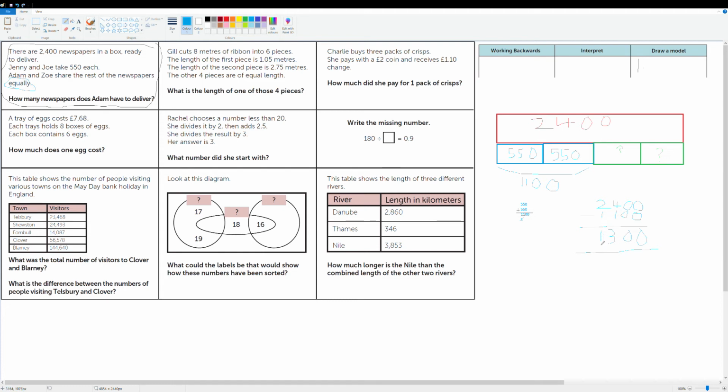And 2 take away 1 is 1. Okay, brilliant. So now we've got this green section here. This is going to be 1,300. And we're so close to having our final step. We've done addition, we've done subtraction, but we don't yet know how many just Adam has to deliver. Remember, we don't want to know what just Adam and Zoe have, which is what we have now.